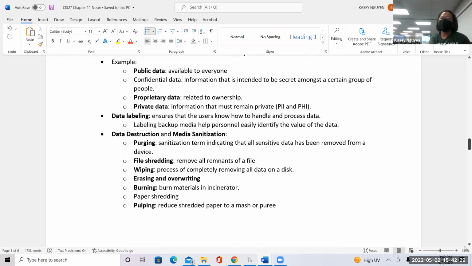So here I put down some information for you regarding that. And when we're done with the data, we have to do something with it, right? We have to get rid of it. So in destruction, there are so many things that we need to do. You can't just throw your disk in the garbage because somebody can get your data. So you have to make sure that you purge it accordingly.